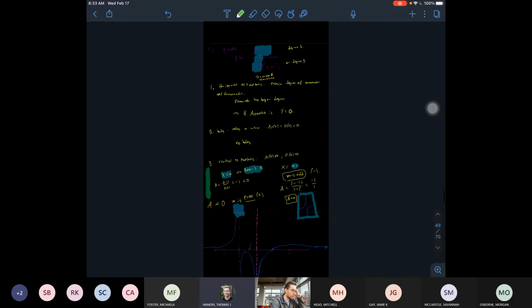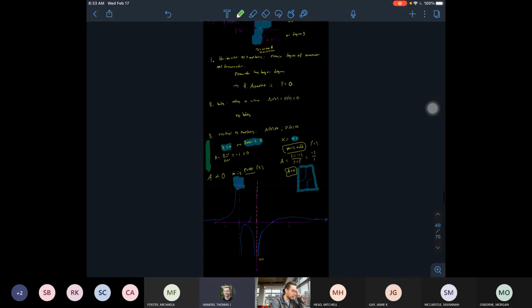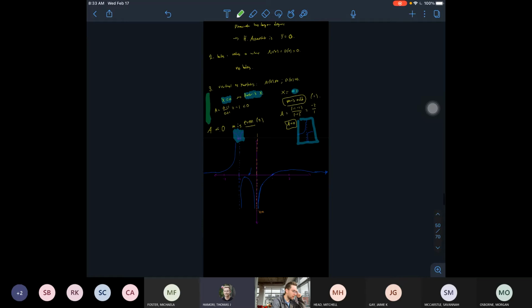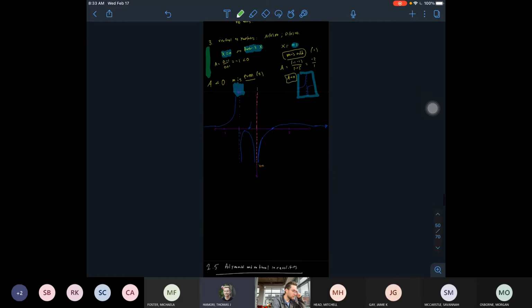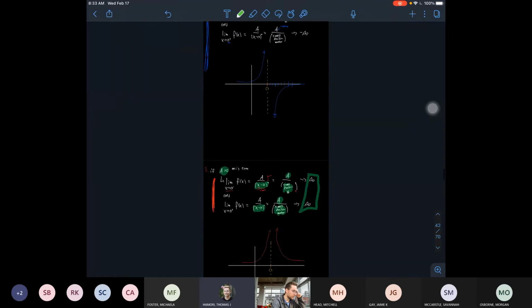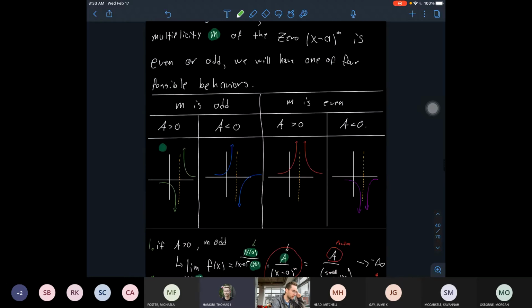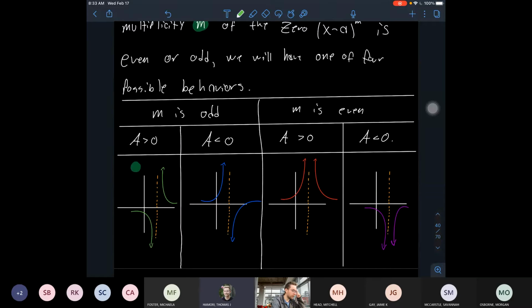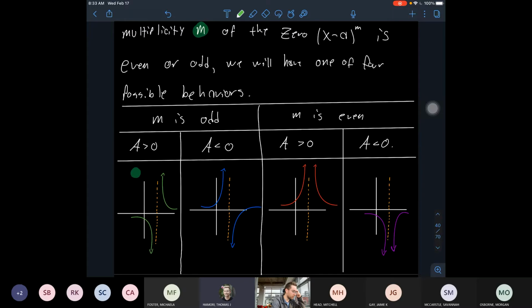And we had all these rules for when we're going to have a horizontal asymptote, when we're going to have a hole, and then for the vertical asymptotes, we had, where did those go? Well, here they are. For the vertical asymptotes, we had all of these different types of behaviors here, which I did in green, blue, red, and purple. So depending on whether the value of the function, except for the zero at that point, is going to be positive or negative, and depending on whether the multiplicity of the zero is even or odd, then we're going to have one of these four behaviors.